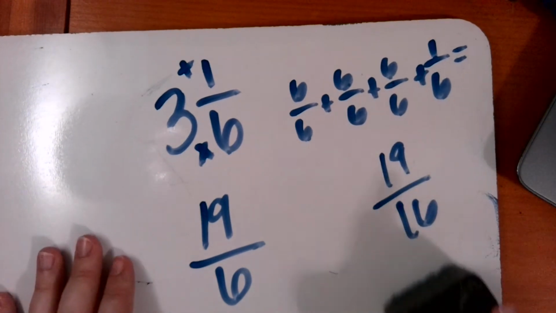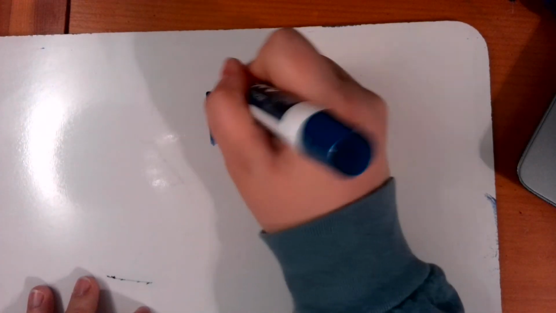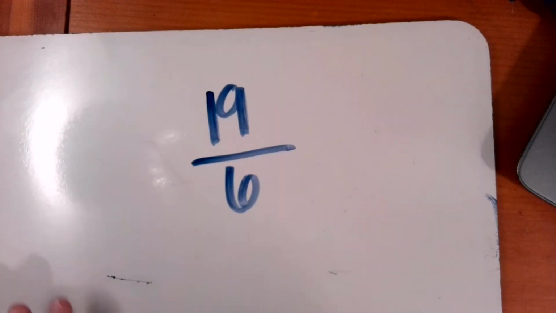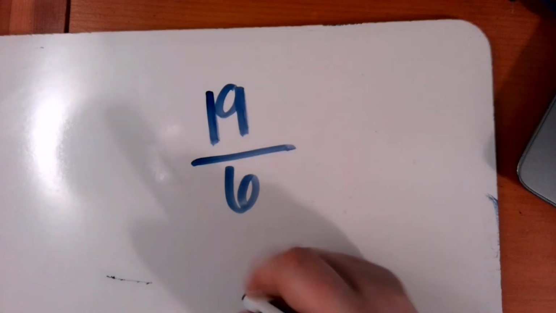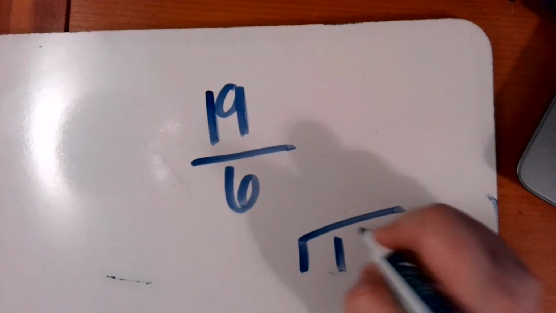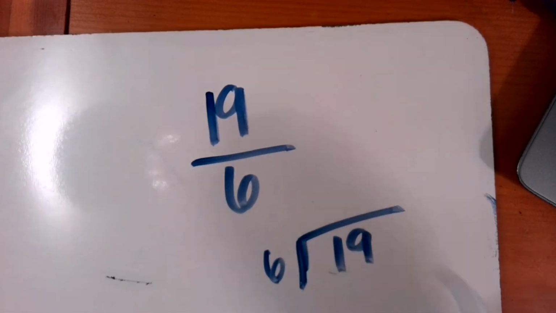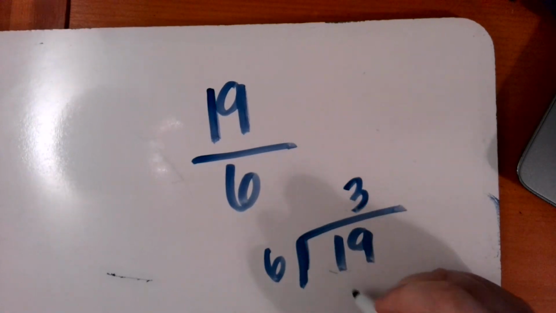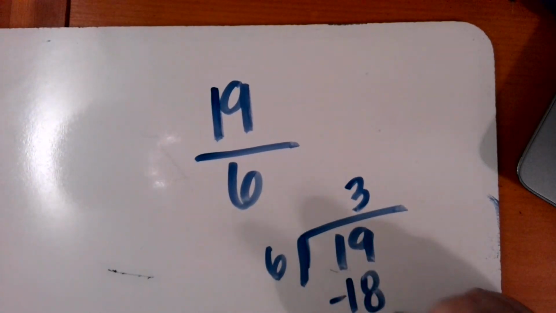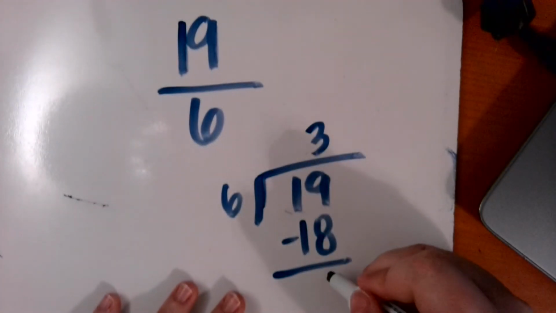Okay, so now, if I have 19/6, and I need to go to a mixed number, remember you can interpret fractions as division. So I can divide 19 divided by 6. 6, 12, 18, 24. It can only go in 3 times. 6 times 3 is 18. And I subtract, and I'm left with 1.